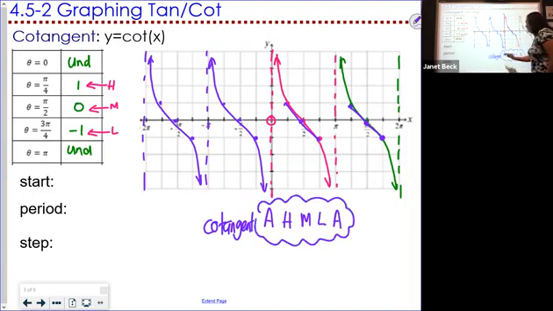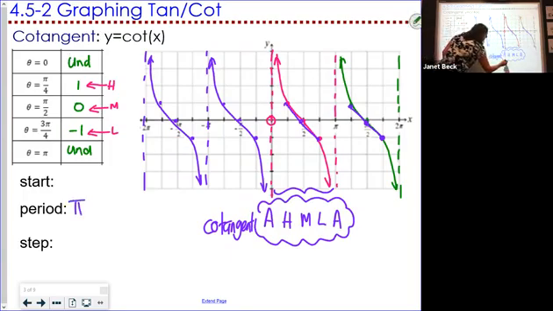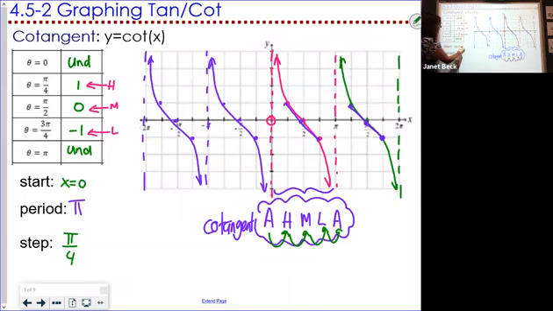For one cycle that repeats, and again, it repeats every pi. The period is pi, so as you step, we can divide the wave into 4 steps, 4 quadrants. The steps are pi by 4. Okay? And it starts at x equals 0 with an asymptote. The function is undefined. It starts with an asymptote.